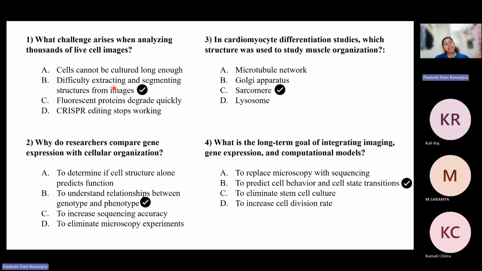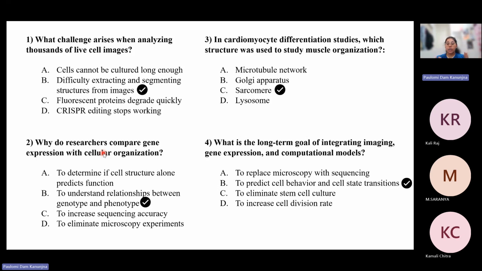So you have difficulty in extracting and segmenting the structures from these images because not all of them are similar kind. So you have to take each case as it comes, right? Okay. Now, why do you want to compare gene expression with cellular organization? Because we want to understand how genotype, which is when you change an expression level, or when a protein is getting expressed, how does that change the phenotype?